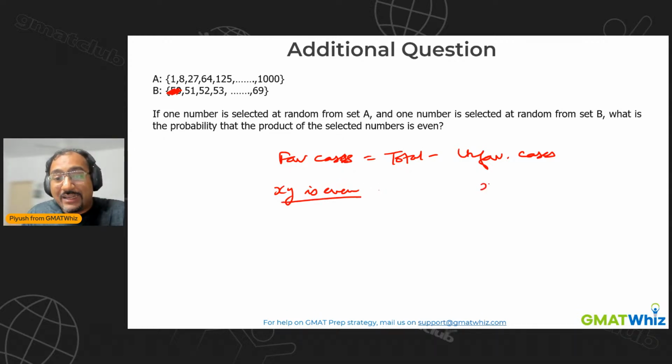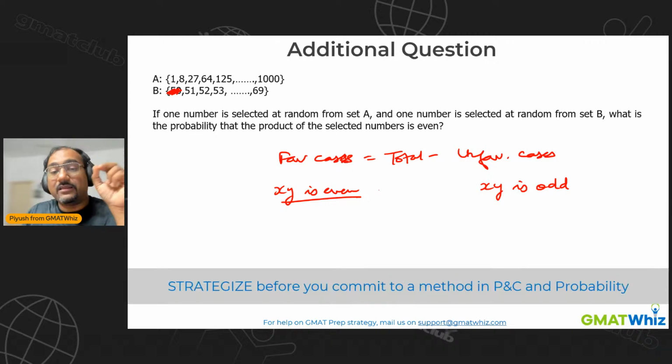It is better to find the unfavorable case, which is the product of XY is odd, because that can only happen in one situation. So this is what I mean by awareness. You need to be very aware. It's like a game. Imagine you're playing Call of Duty, or any video game that you want. You're shooting at your enemy, but you're still also watching your surroundings, in case anyone else is going to attack you.